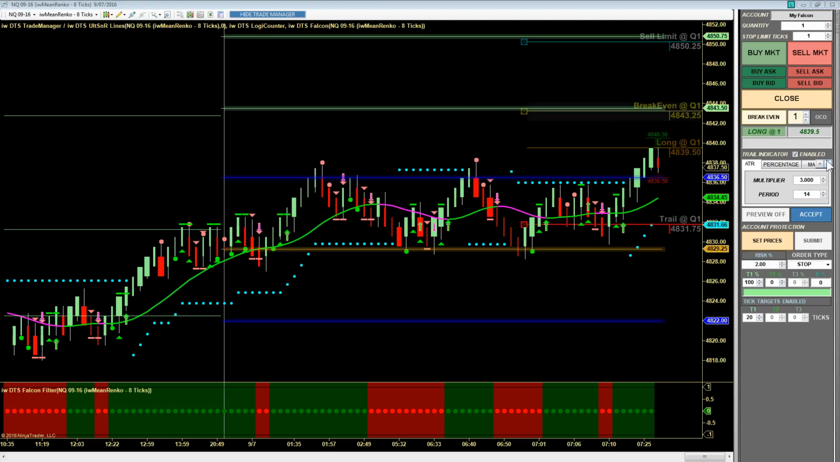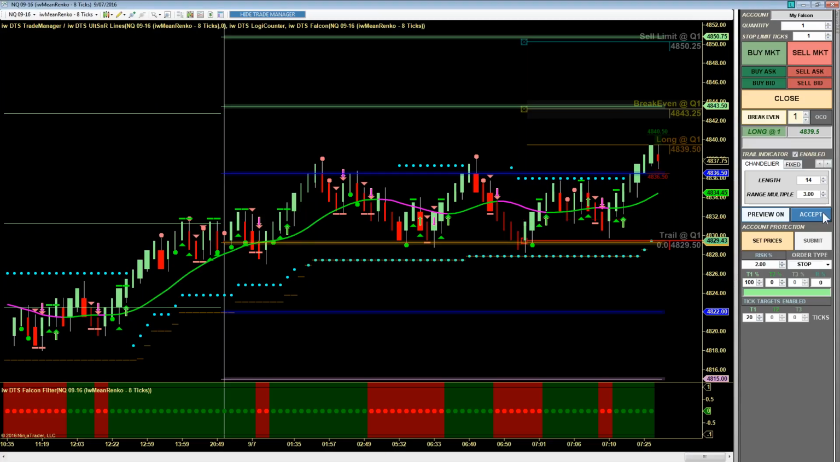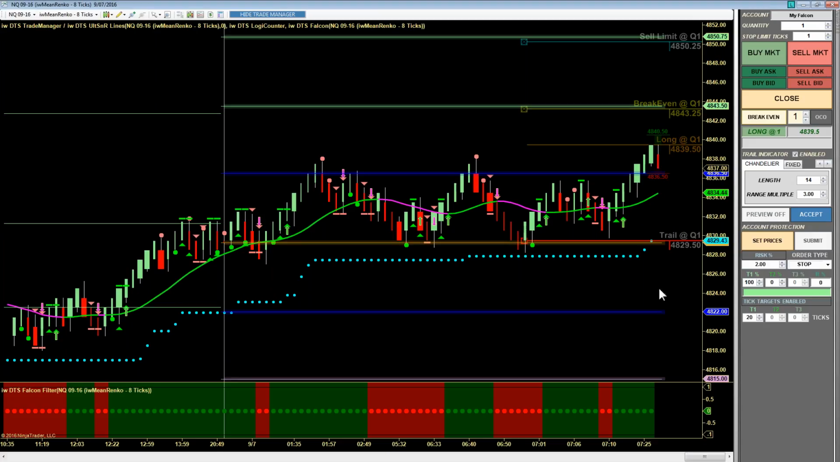Boy, it's brutal today. All right, well, what we need to do is run a relatively conservative stop. So we'll go with the chandelier. The chandelier and the swing high-low are perhaps our two most conservative stop strategies.